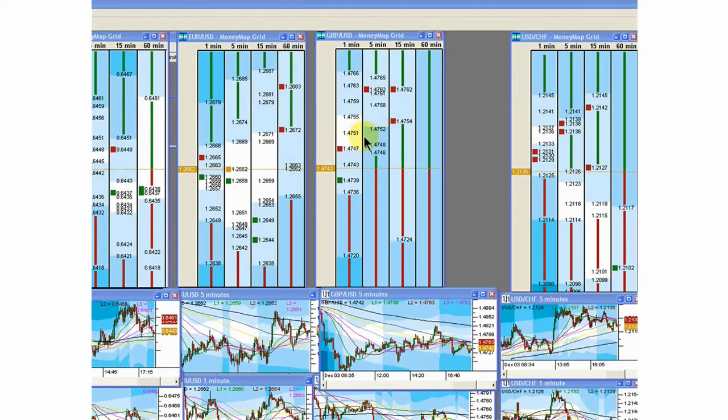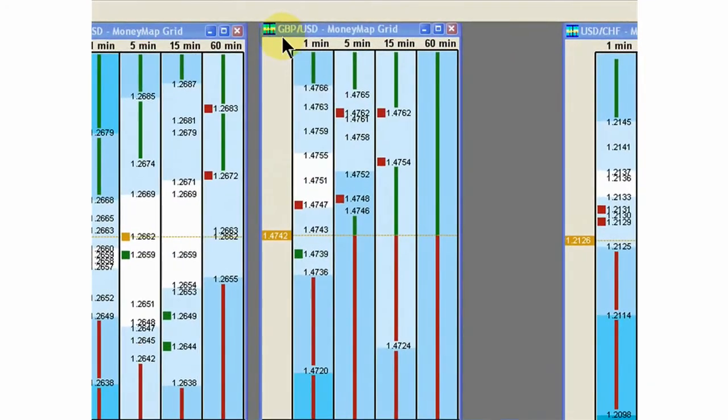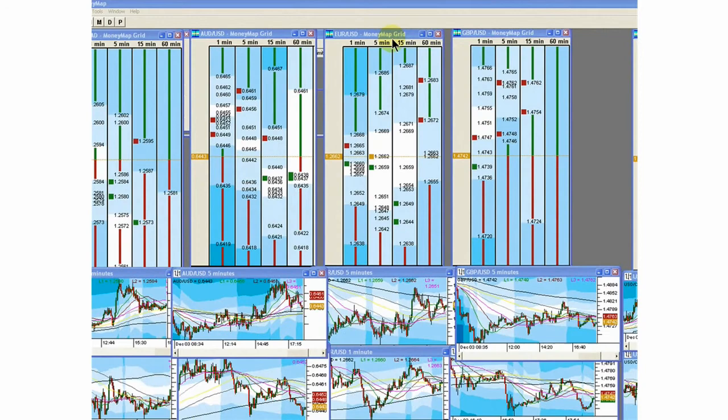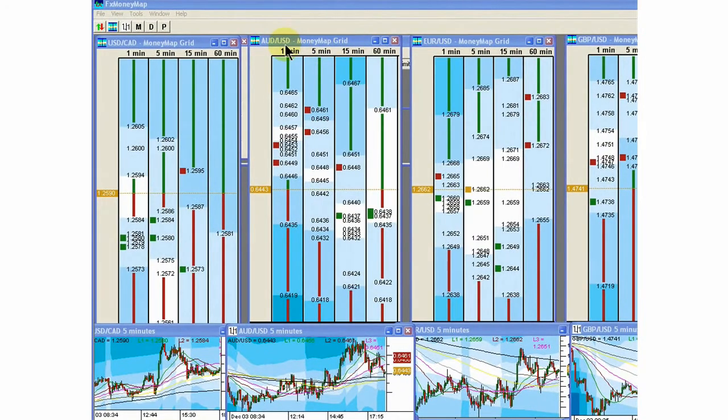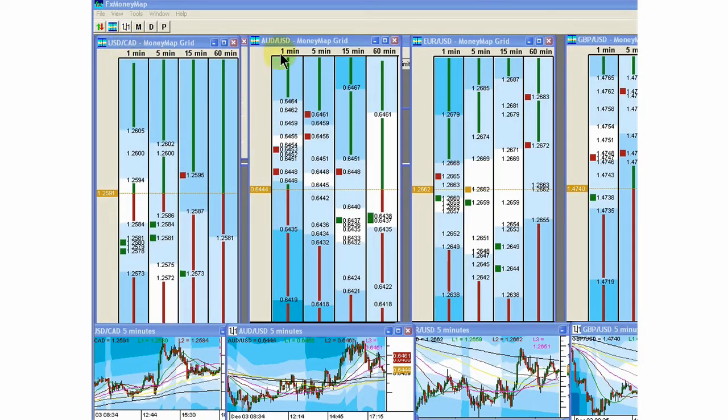So when you're looking at something like this, let's take this currency right now. This is the pound dollar. You can identify the currency. You can see our grids up here. It tells us what we're looking at. This is euro dollar. This is Australian dollar against the US dollar. This is the dollar against the Canadian dollar.